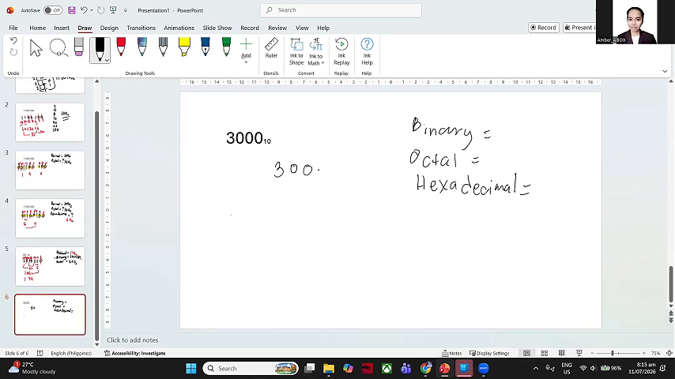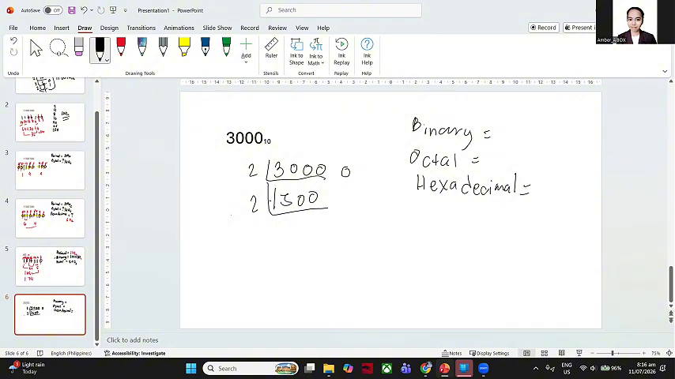So 3,000 divided by 2, because binary is always two numbers, 0 and 1. 3,000 divided by 2 is 1,500. Is there a remainder or not? No, there's no remainder, so let's put a 0. Another one, until it reaches 1.